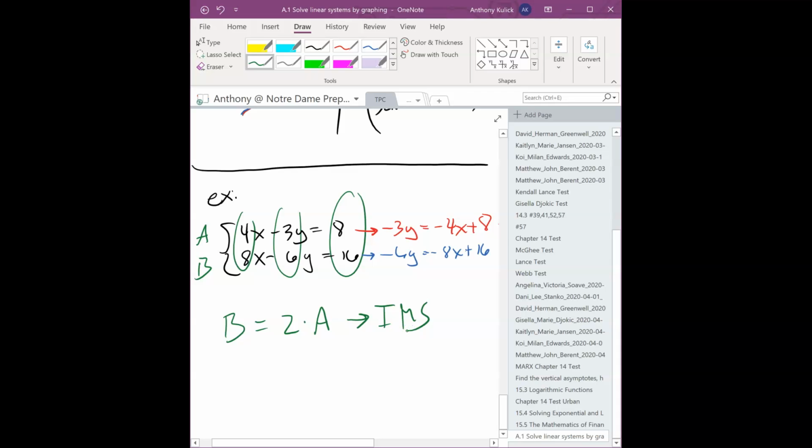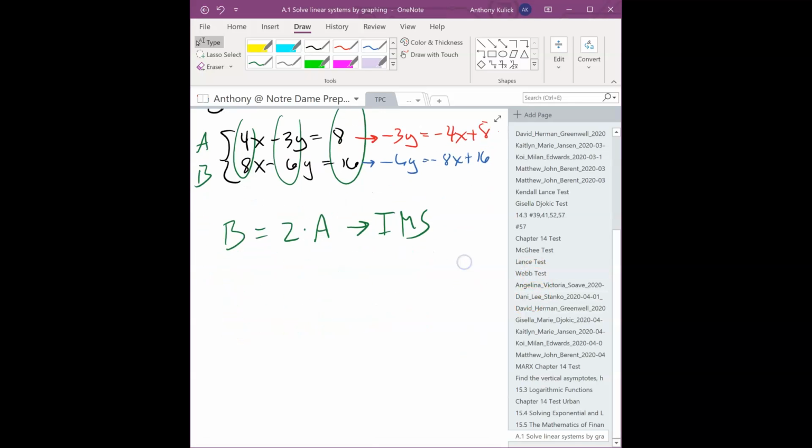You can do that without having to go through all the rigmarole of putting them into slope-intercept form. But sometimes it's hard to see that going on there. So slope-intercept form is definitely safer, but in the instance where you can tell one is just a scalar multiple of the other, where it's an integer scale factor like that, it's easy. Let's look at another example.